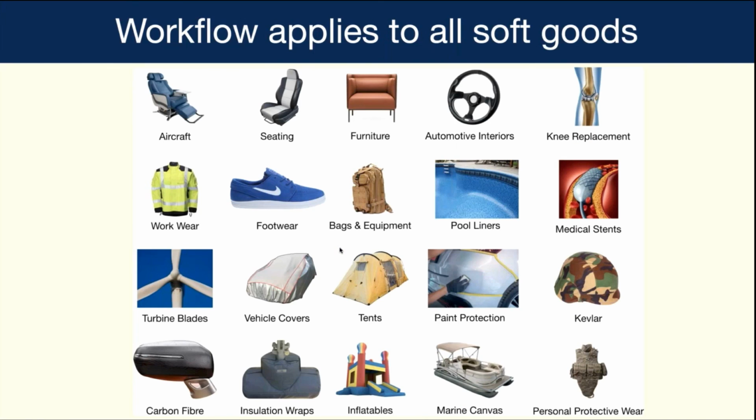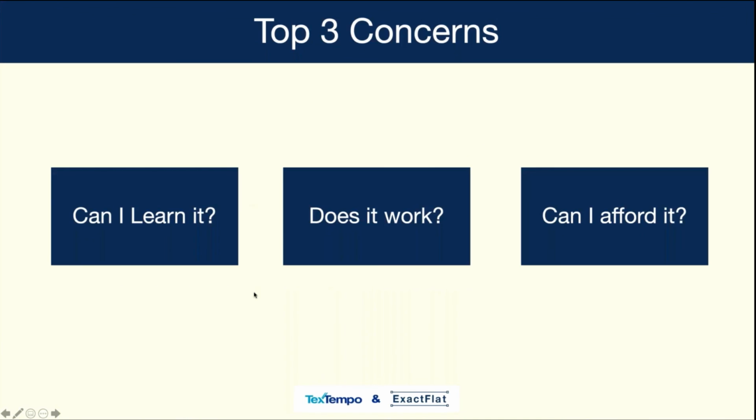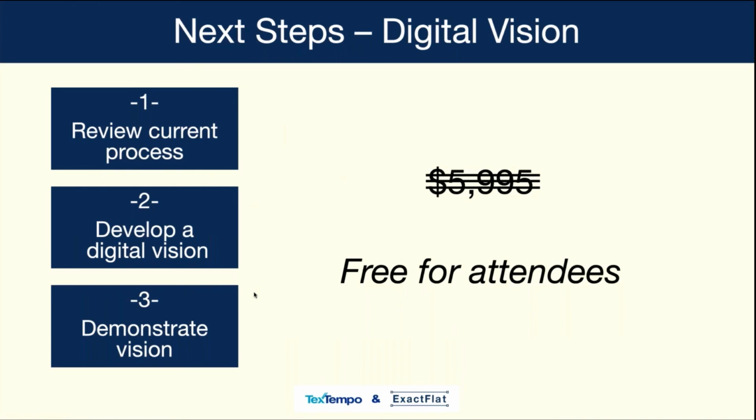And I will say that, let me just skip to the end here. We do have a next step that people can take. We typically have a digital vision that we produce for people who are switching from manual or partially manual processes to fully digital processes. The first step is we'll review your current process. Second is we can help you develop a digital vision. That means a digital workflow based on your context. And then we can actually demonstrate it to you. The demonstration will be, we'll take your part, we'll do something very similar to what we did in this webinar, and we'll send you the output that you can test for accuracy, test for speed, test for can I learn it, all those types of things.